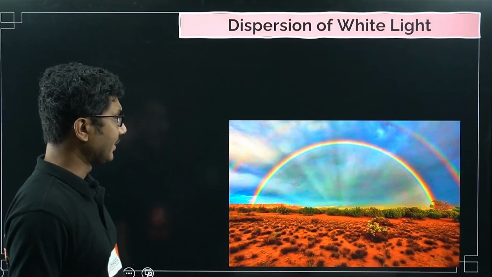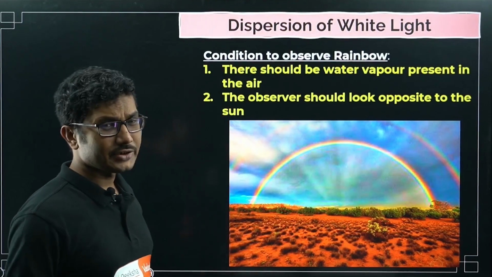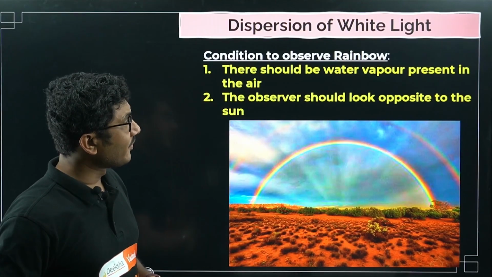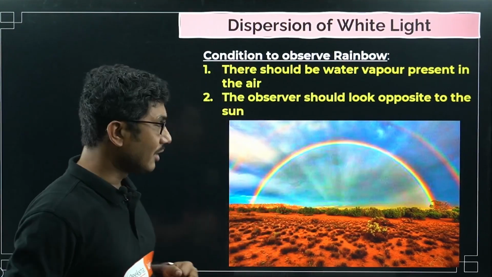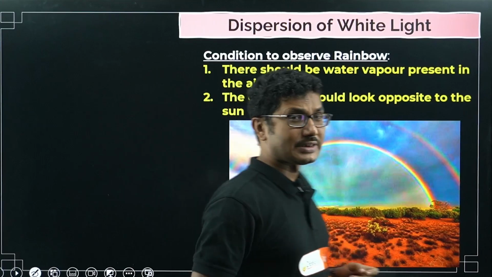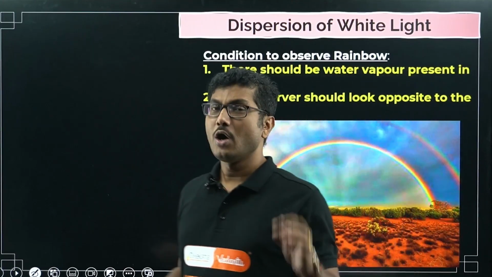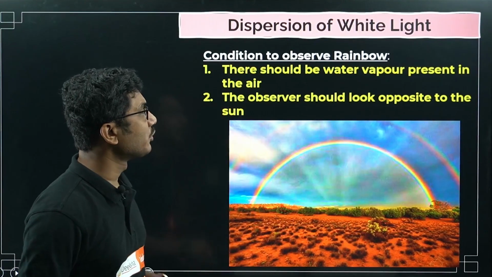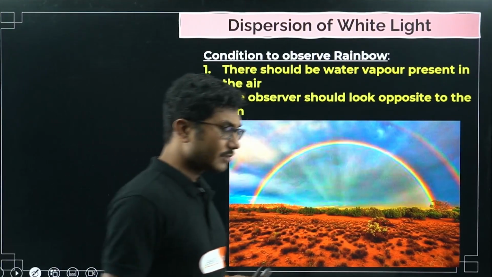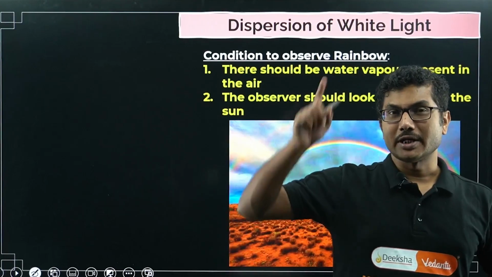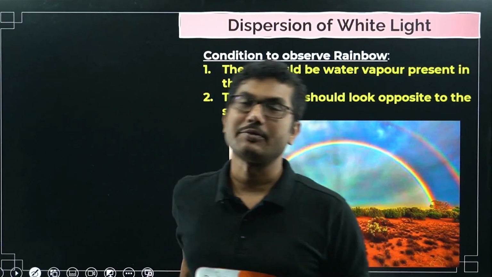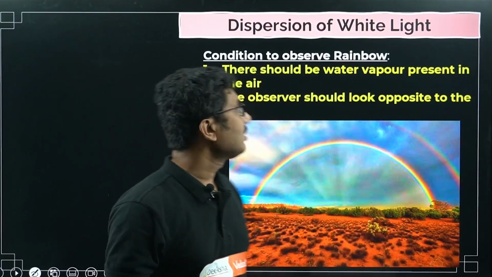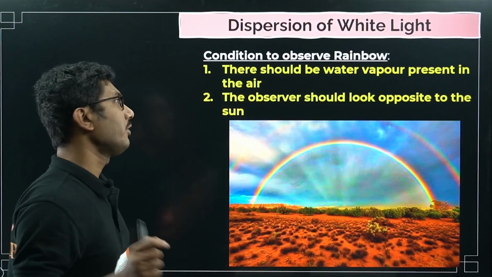Next is the rainbow. What are the conditions to observe a rainbow? We learned everything about the rainbow yesterday. There should be water vapor present in the air. So to observe a rainbow, two necessary conditions are, first of all, there should be water vapor present in the air. What is the second point? The observer should look opposite to the sun. If you want to observe a rainbow, the sun should be behind you and you should look in the opposite direction of the sun. You cannot see the rainbow on the same side as the sun. Clear? These 2 points are very important for your board exam.